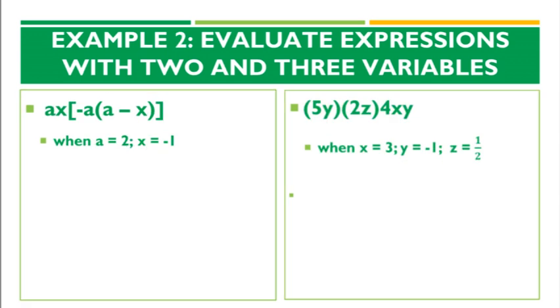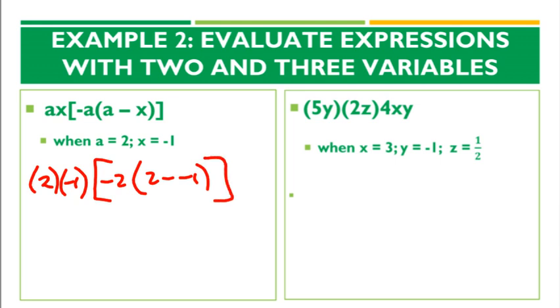Next example. Here we've got a is 2 and x is negative 1. So I substitute. So 2 times a negative 1 times the bracket, negative 2 times parentheses 2 minus a negative 1. And we simplify from here. So now on the outside here, I've got negative 2 in the brackets. Negative 2 minus a negative 1 is 3. 3 times a negative 2 is a negative 6. And now I have negative 2 times negative 6, which gives us a positive 12.